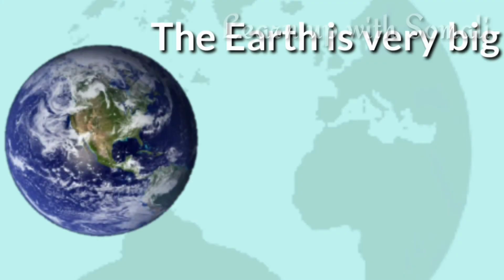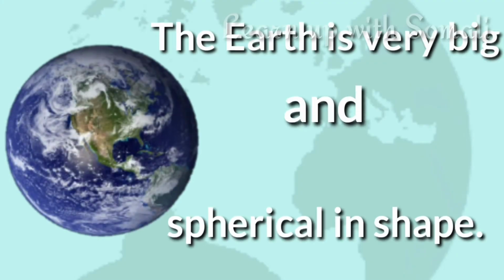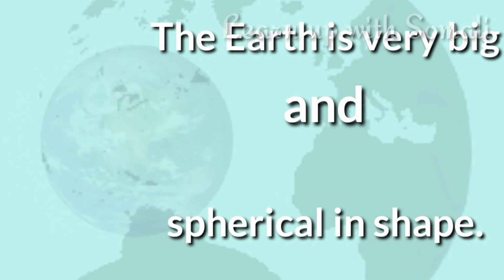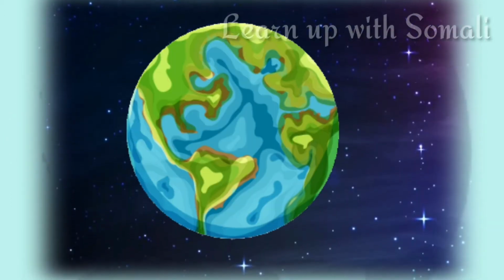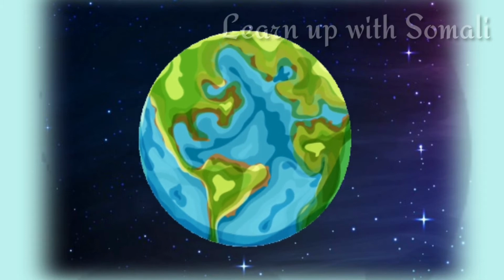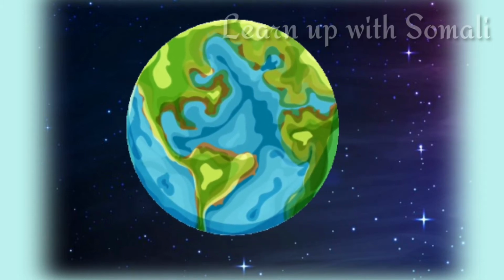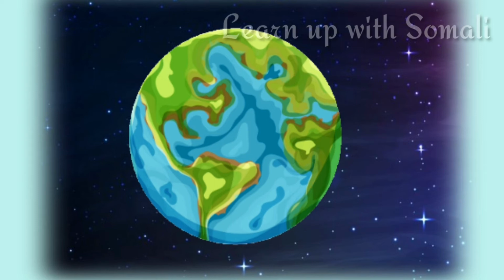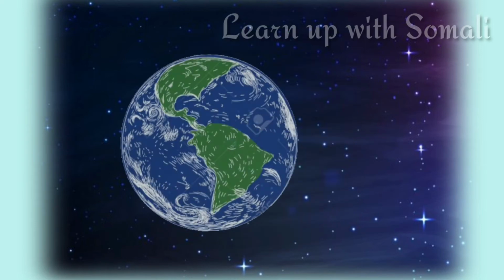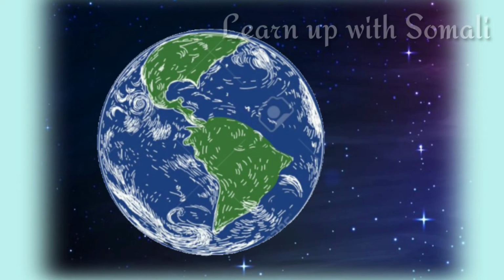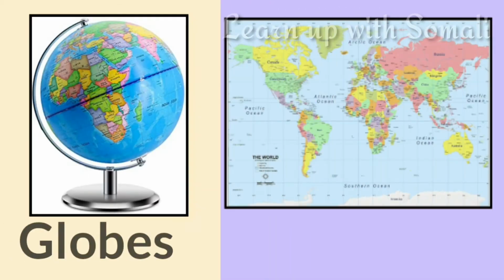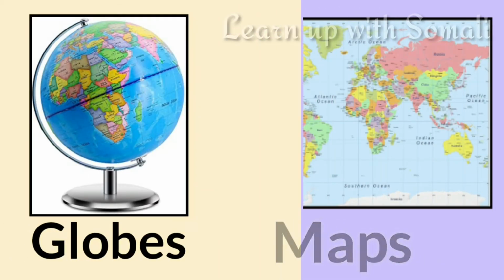The Earth is very big and spherical in shape like a ball. But we can see only a small part of it at a time. We cannot see the entire Earth at a time. So, how can we find out what it contains and search for the places on it? Well, for this we use globes and maps.